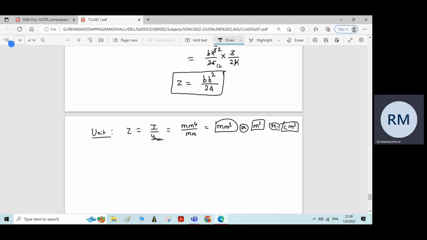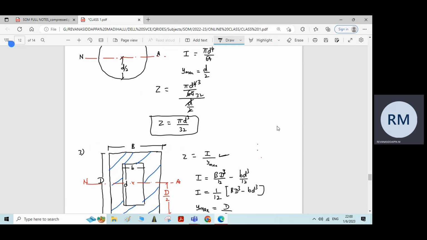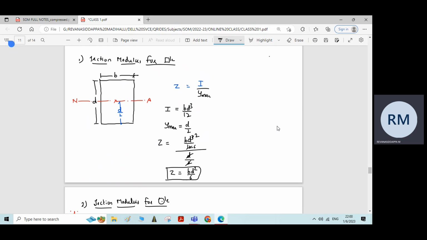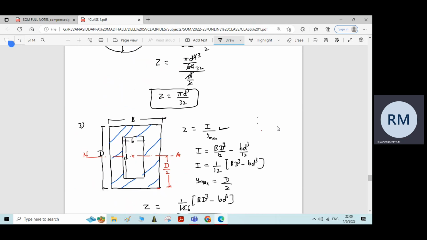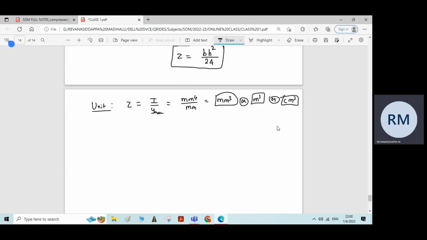So in this video, we have understood the meaning of the section modulus, and we have also formulated the equation for the section modulus of different sections like rectangle, circular section, hollow rectangular section, hollow circular section, and we have also seen the unit of section modulus.